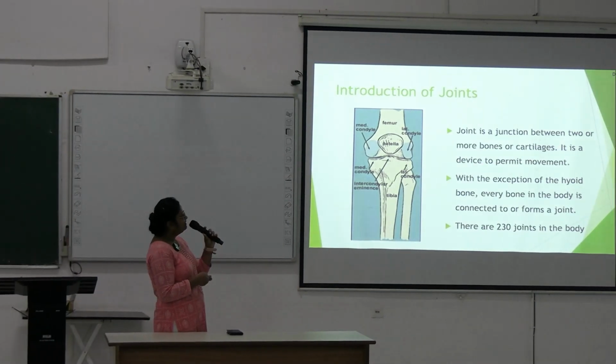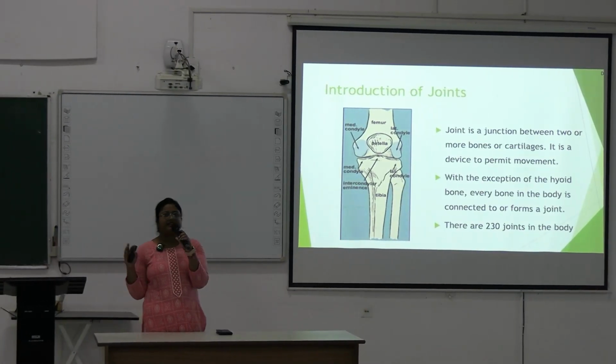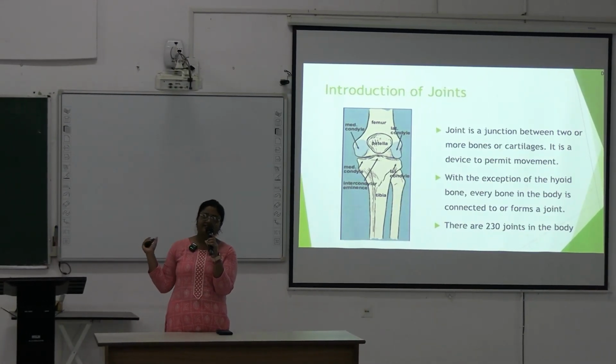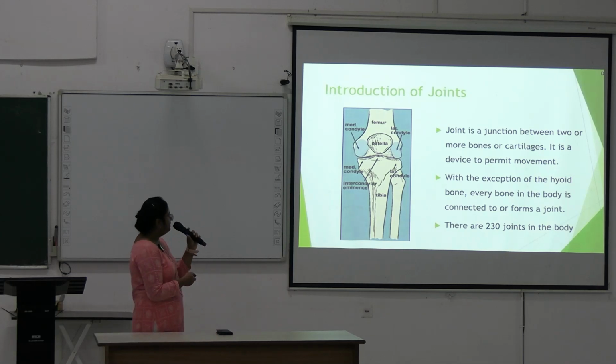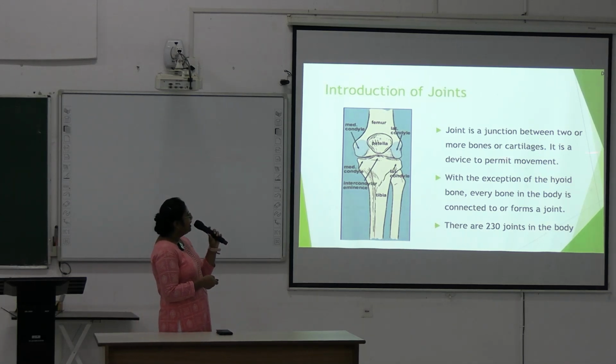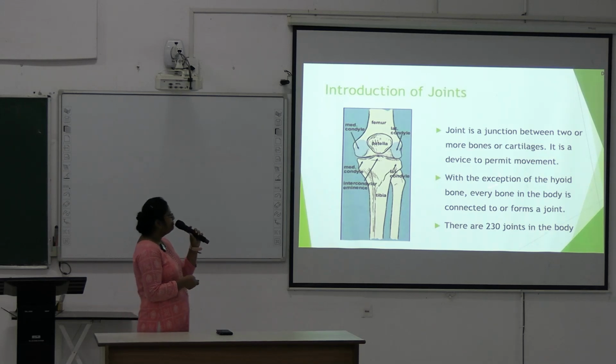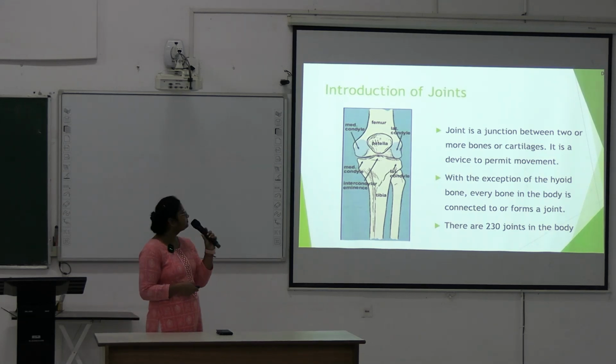Joint cartilages are also present. There are meniscus, C-shaped cartilages present in this knee joint. So that's why it is a complex type of joint, and joint is a device to permit movement. So movement occurs in all the joints of our body. That is the main function of the joint.